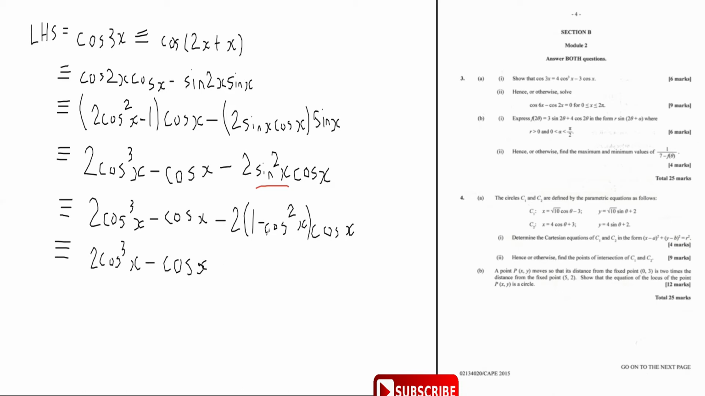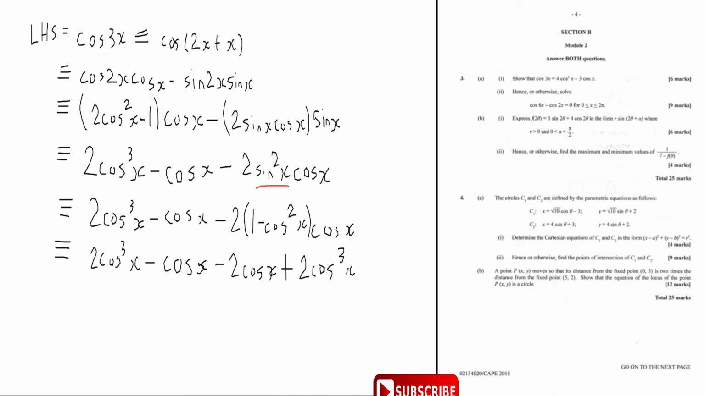And when we expand this now, we have minus 2 times 1 is minus 2, but then it is minus 2 times cos x, which is minus 2 cos x. Remember, we multiply the minus 2 times the 1, and then the minus 2 times the cos x. Then the minus 2 times the minus cos square is plus 2 cos square, and then plus 2 cos square times cos x becomes plus 2 cos cube x.